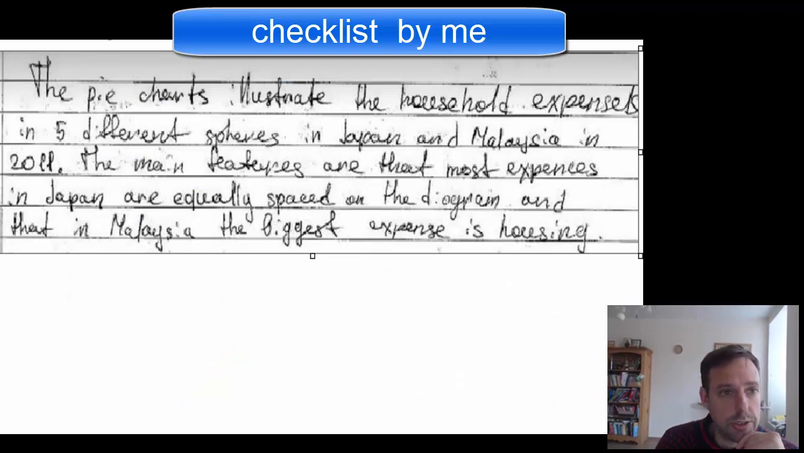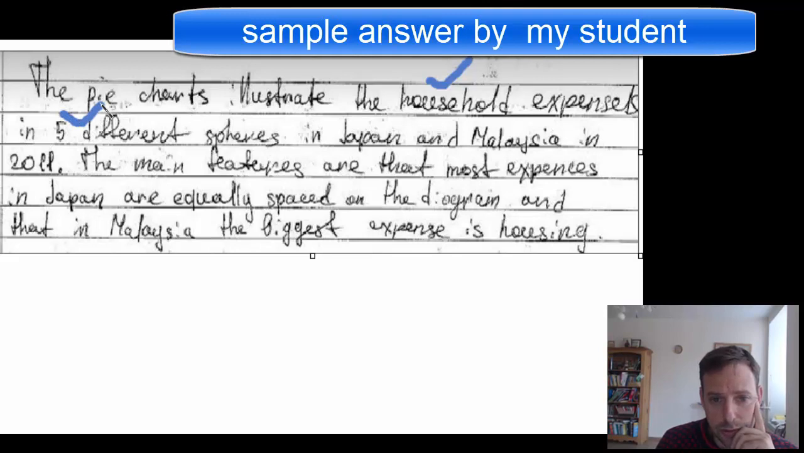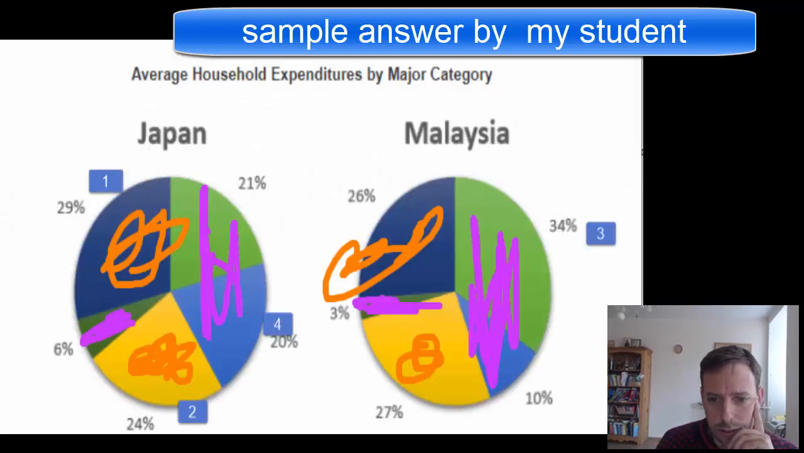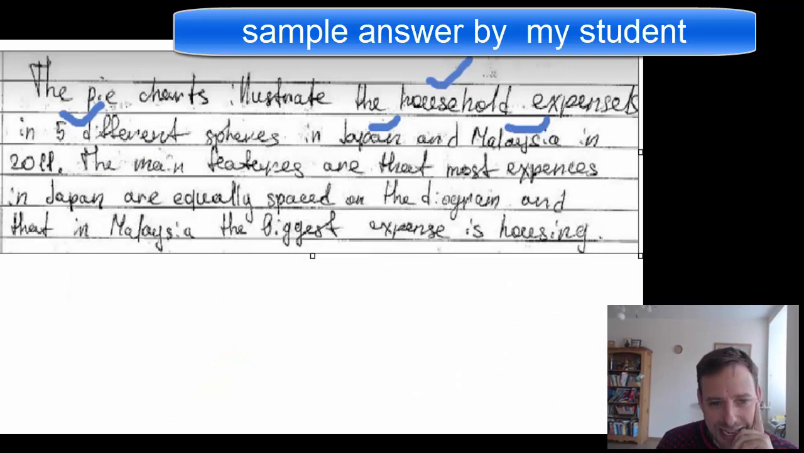Okay, the pie charts, that's good. We've got the pie charts illustrate the household expenses, so we can give that a tick. A big tick there for household expenses in 5 different spheres. Good, they've got the information. Japan and Malaysia, do they have the time? 2011. Was it 2011? No, it was 2010.